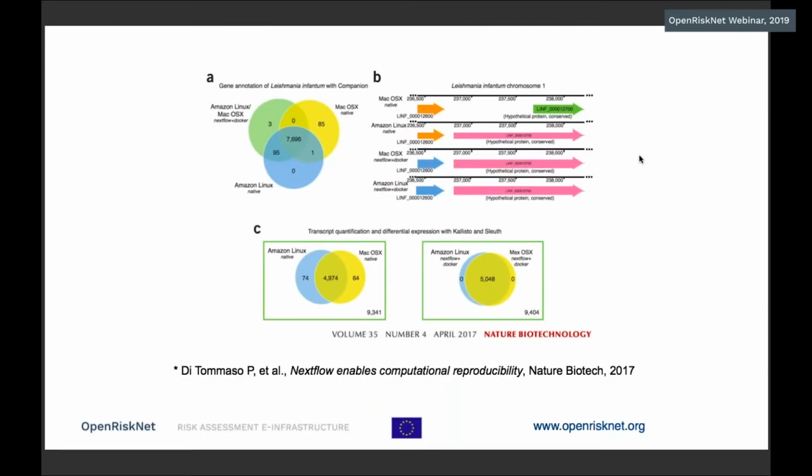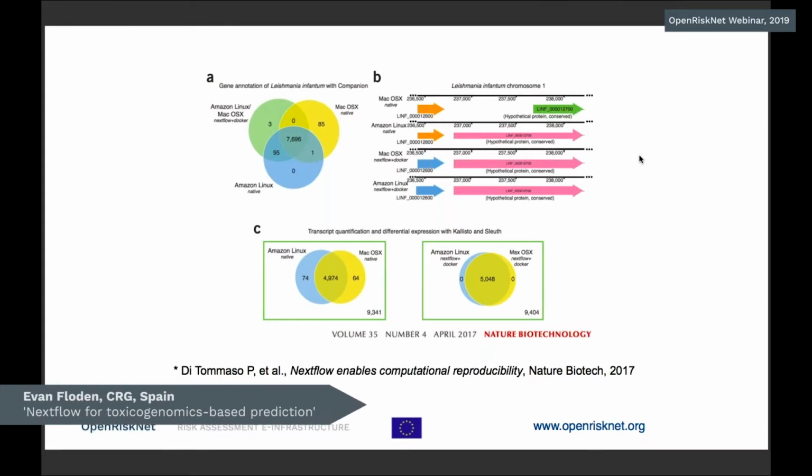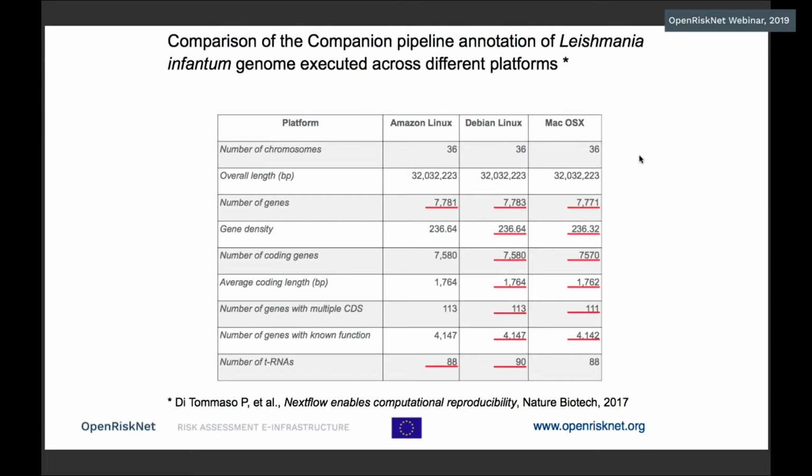As part of the Nextflow paper, we showed that even if you are able to replicate the analysis, depending on whether you did the analysis on a Mac or on Linux, you end up with different genes annotated. In this case, in panel B, you see that the start and stop of the annotated gene is at a different location. And finally, around transcript quantification, which is very much applicable to toxicogenomics, you see that the number of genes called as differentially expressed was different between Mac and Linux. So there are massive problems in doing this, and using a workflow manager and containers can help us solve this problem.